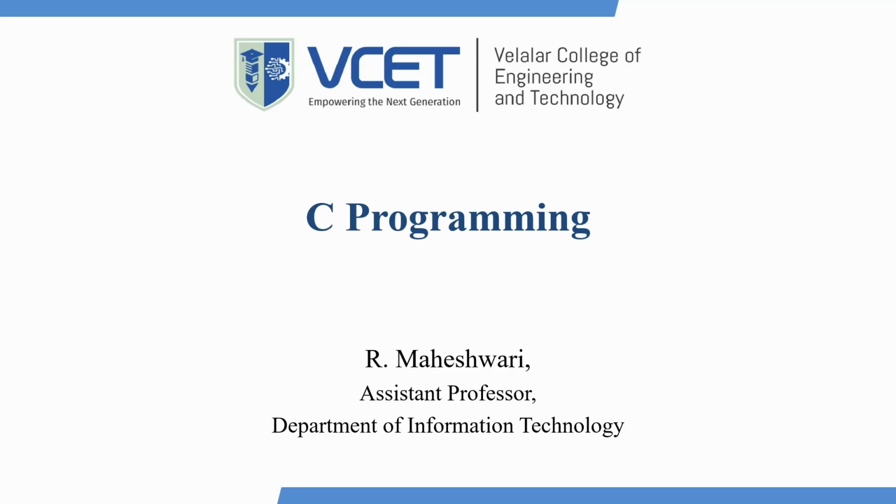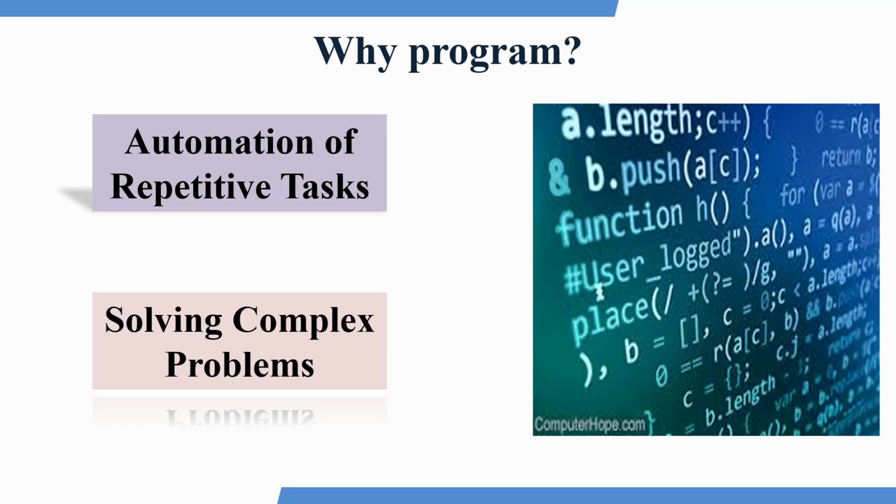So what is a program? A program is a set of instructions which we give to a computer to perform some task. Programs are very useful because we can do repetitive tasks automatically, as well as solve complex problems in a faster manner. So that is why we are using programs.